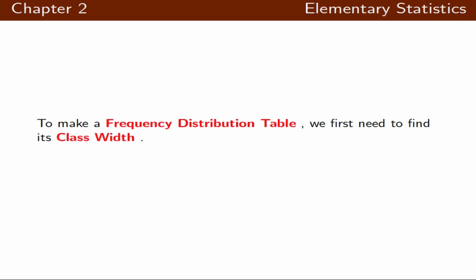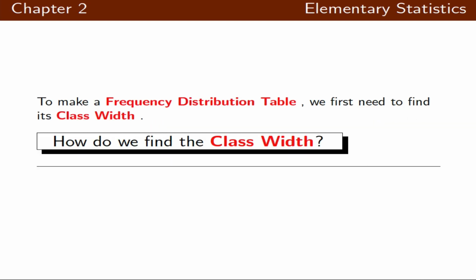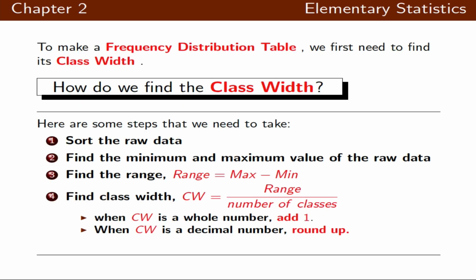In order to make the frequency distribution table, first we need to know the class width. In order to find the class width, we find the range, which is max minus min, and then we take the range and divide it by the number of classes. If that division is a whole number, we add 1, and that's your class width. But if the range divided by the number of classes is a decimal, we go ahead and round up to the next whole number.